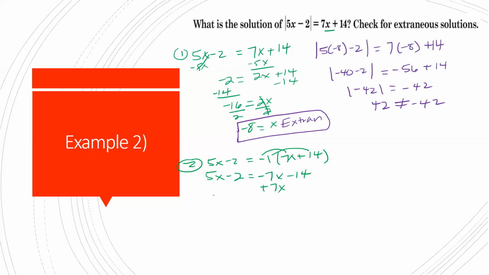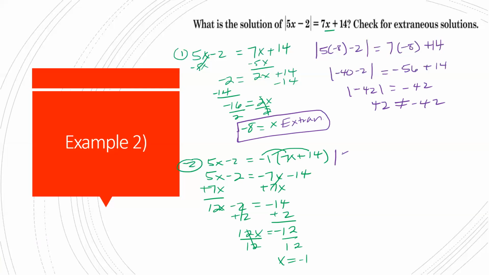I'm going to add 7x, add 7x. That leaves me with 12x minus 2 equals negative 14. Now add 2, add 2. That gives me 12x equals negative 12. Divide by 12, divide by 12. And that gives me x equals negative 1. I'm going to test it. So I'm going to substitute that back into the original.